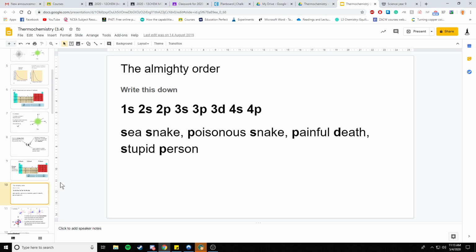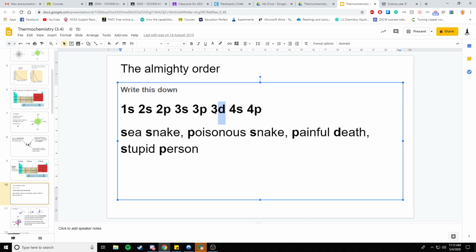I'm going to change this actually. I taught this last year and I think it's easier to do this. 4s, 3d. I'm going to change that around. And so you can remember this as sea snake, poisonous snake, painful death, so it's meant to be PD, and then stupid person. But we actually fill up the 4s before the 3d. So this is the order.